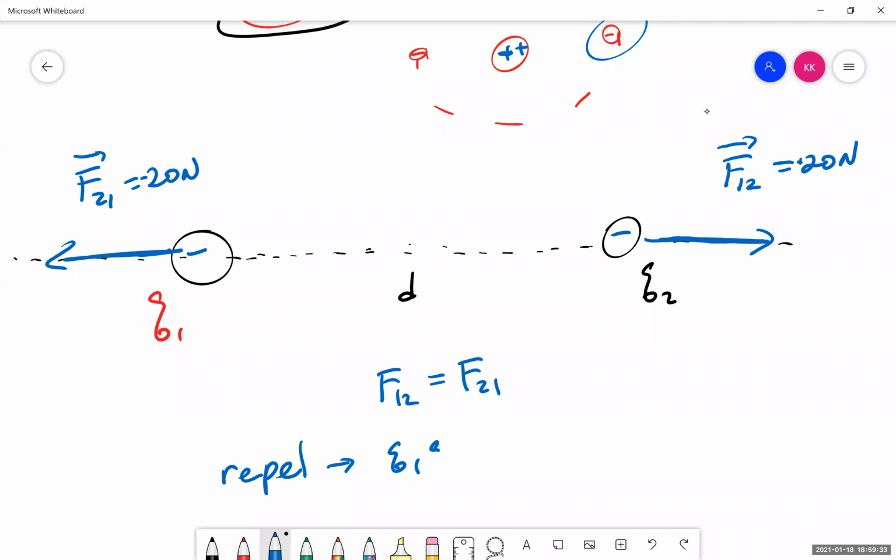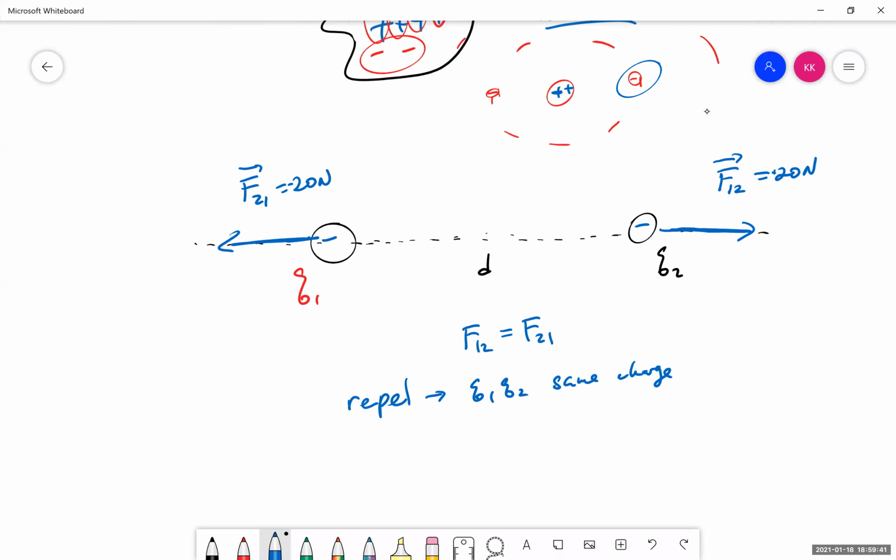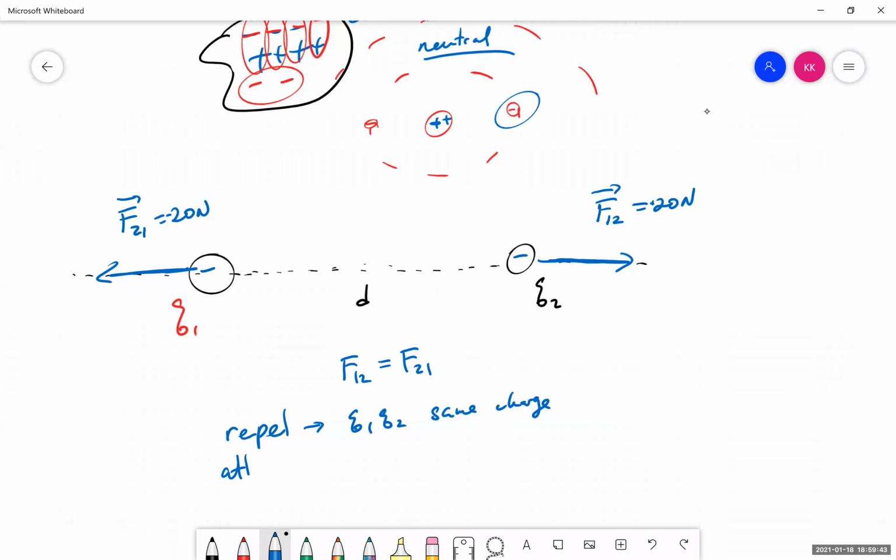If Q1 and Q2 are the same charge, they repel, and they attract if Q1 and Q2 are opposite charge.